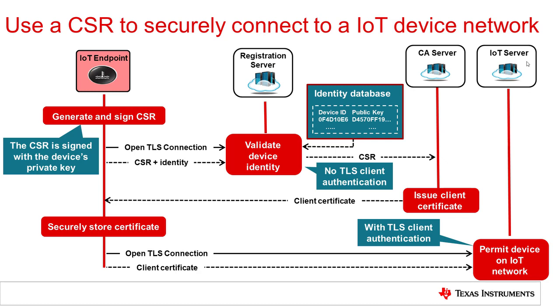The certificate authority server will then issue the client certificate back to the IoT endpoint, and that will then store that certificate. It should store it in a secure manner so it cannot be accessed by unauthorized parties. Now that the IoT endpoint device has the client-side certificate, it can simply open a TLS connection to the IoT network, which of course requires client authentication, and then it simply passes up the client certificate during the authentication process, and the IoT service will permit the device onto the IoT network.